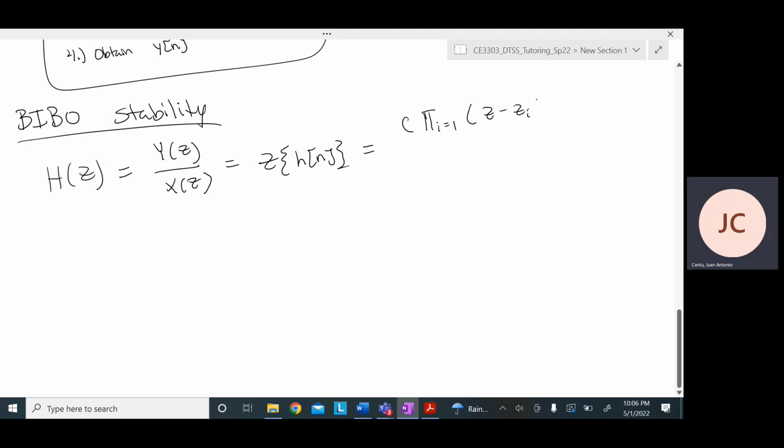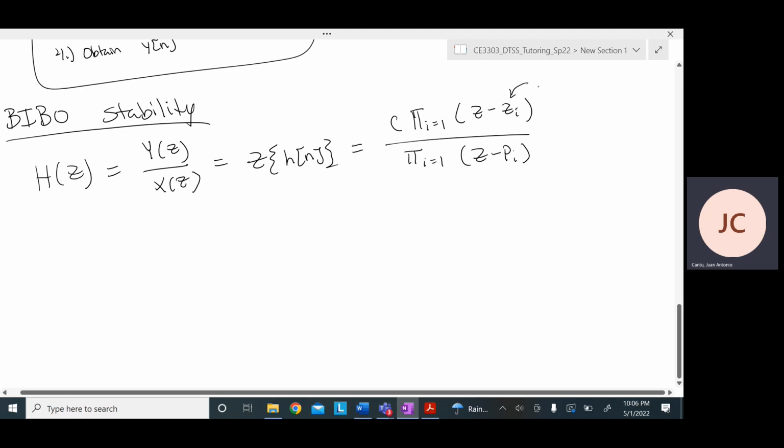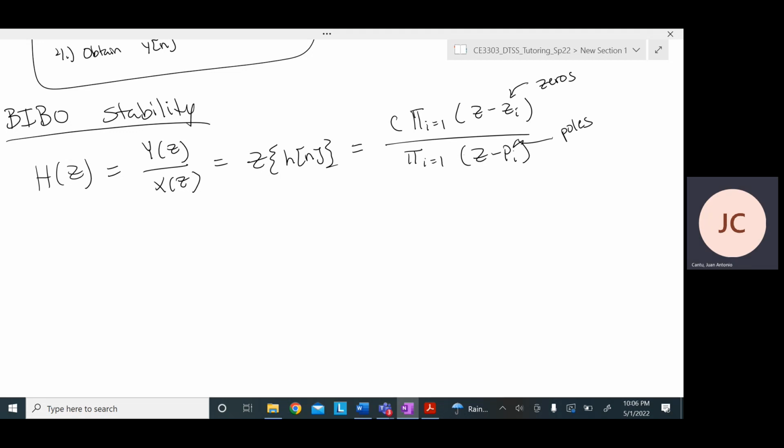z minus z_i, the product, over the product of z minus p_i. So remember, these z_i's are just zeros, and these p_i's right here are poles. There are 3 ways we can represent our transfer function, and this is what I mean by it characterizes our system. It tells us literally everything about our system.